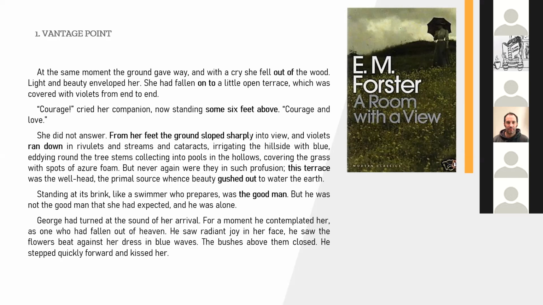If we consider the spatial dimensions of the scene, we can clearly see how readers are aligned with Lucy's spotlighted or focalised physical point of view. In other words, the camera would follow her physical movements through space pretty closely, if we go back to that idea of filming this scene. These spatial dimensions are noted through prepositional phrases, so they're put in bold on the screen here, hopefully you can see those. So phrases like out of the woods, onto a little open terrace, some 6 feet above, from her feet, and so on.